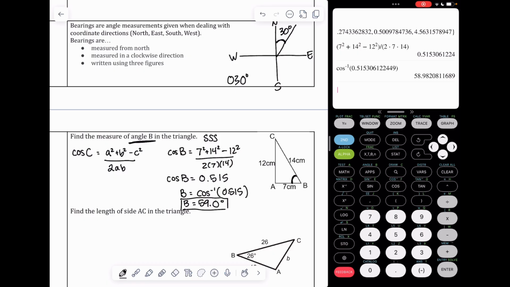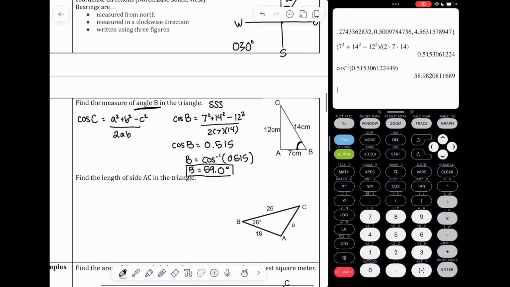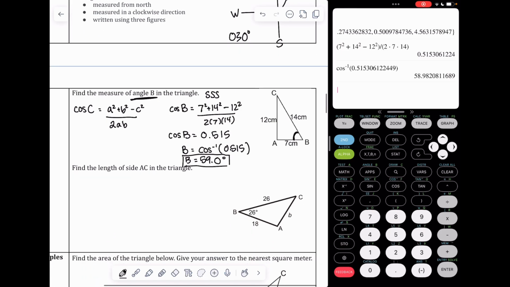Okay. All right, I think we're all good there. So moving on to this one.